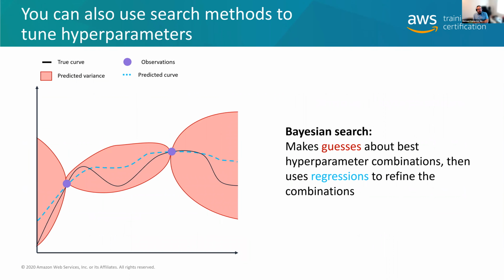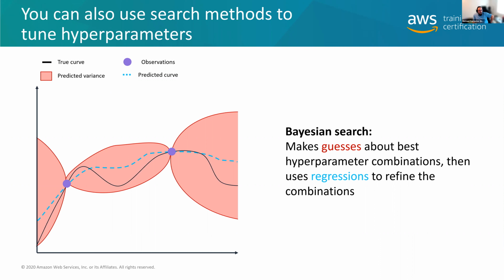But Bayesian is a little different because it makes guesses about hyperparameter combinations, and it uses regression to basically refine the combinations. It learns from the previous run, makes some guesses about what to do next, and continues to learn, right? It keeps running combinations to get the best results based on the previous results. So it tests the first set of hyperparameter values and then uses regression to choose the next set of hyperparameter values. It continues to do that, but it's very sequential.